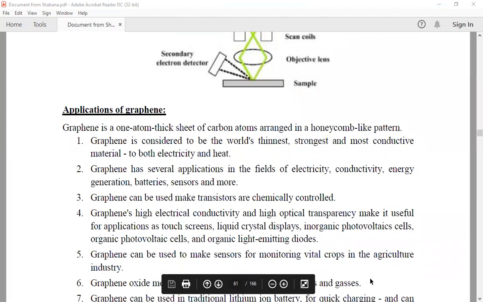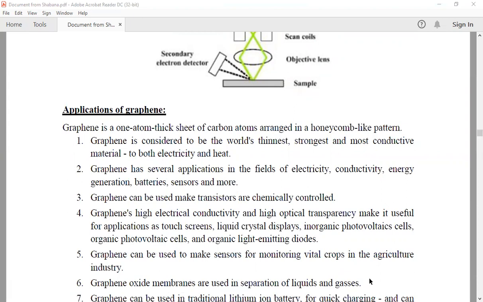Coming to graphene. Graphene is a one-atom-thick sheet of carbon atoms arranged in a honeycomb-like structure. Graphene is considered to be the world's thinnest, strongest, and a very effective conductive material, conducting both electricity and heat. It has several applications in the fields of electricity, conductivity, energy generation, batteries, sensors, and more.